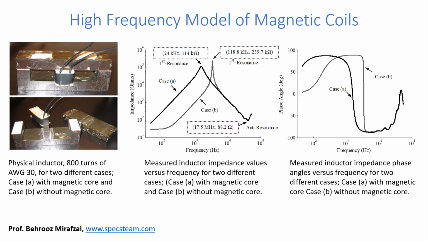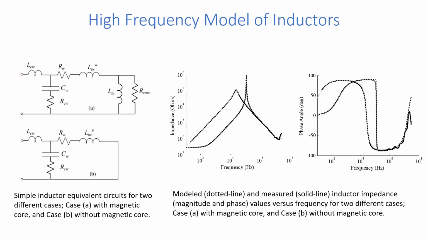With that information, let's go to the next slide. The two equivalent circuits represent two cases here. Case A, winding with a magnetic core, and case B, winding without a magnetic core. As we can see, both magnitude and phase of the winding impedance at high frequency are the same, as we mentioned before. Accordingly, it can be concluded that the winding impedance at high frequencies would be independent of the magnetic core materials.